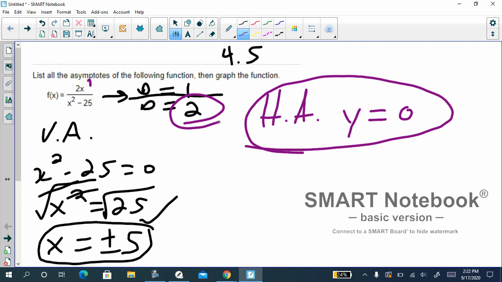So for this one, we have 3 asymptotes. We have the horizontal at y equals 0. We have a vertical at x equals 5, and a vertical at x equals negative 5.